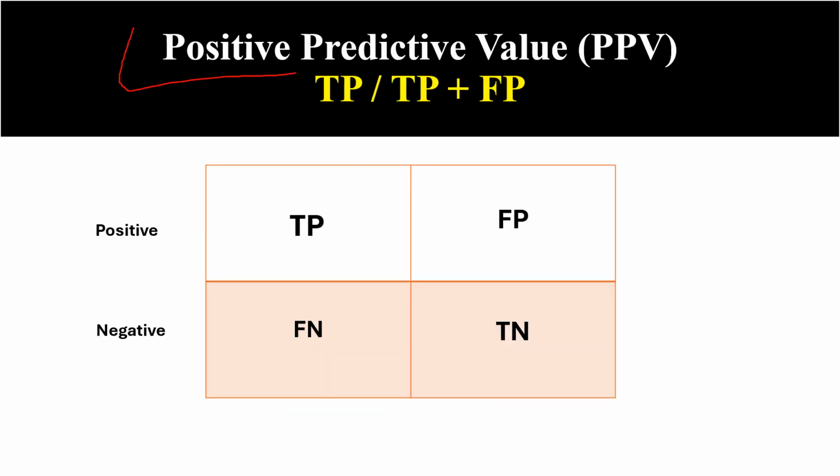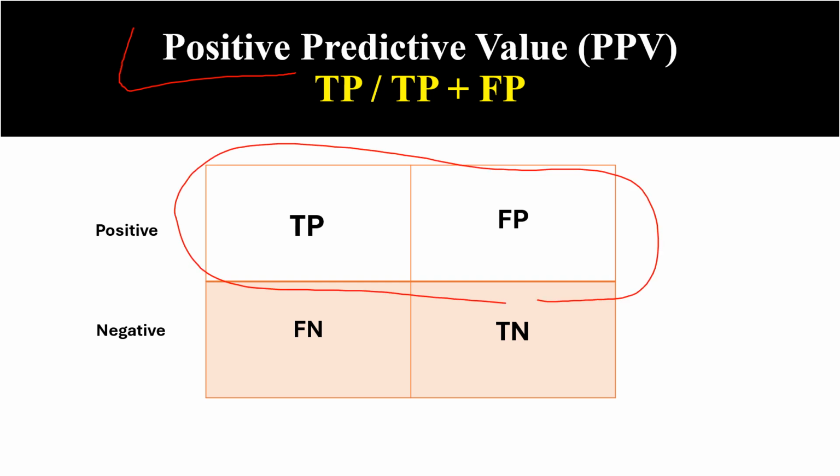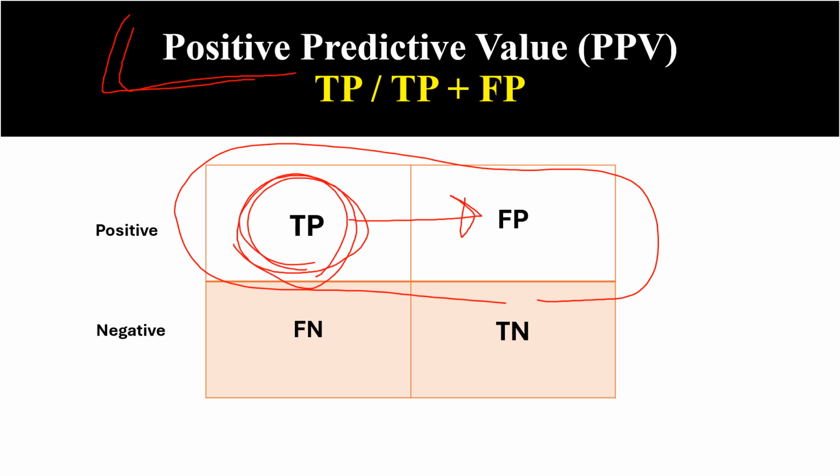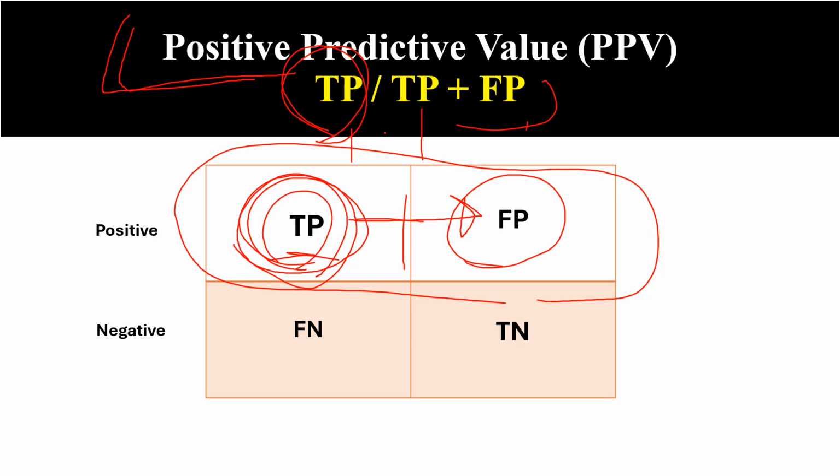How to calculate positive predictive value? You will take the top part of the four square. You are calculating positive predictive value, so you will take the true positive first. You drop the arrow, so it will be true positive divided by true positive plus false positive. Remember, in positive predictive value, everything is P, everything positive.